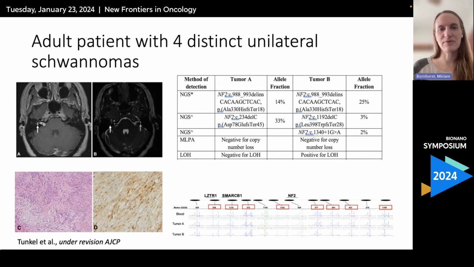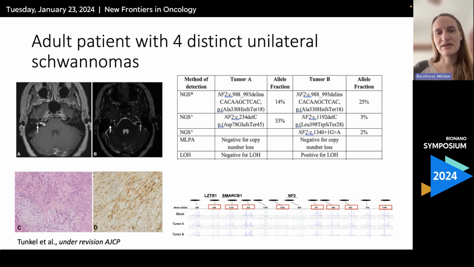This is another example, another patient, where we have an adult patient with 4 distinct unilateral schwannomas. And on the side there, you can see the MRI of 3 of the different schwannomas. The 4th one we weren't able to capture by imaging very well. And then you can see the pathology was very consistent with schwannomas as well.